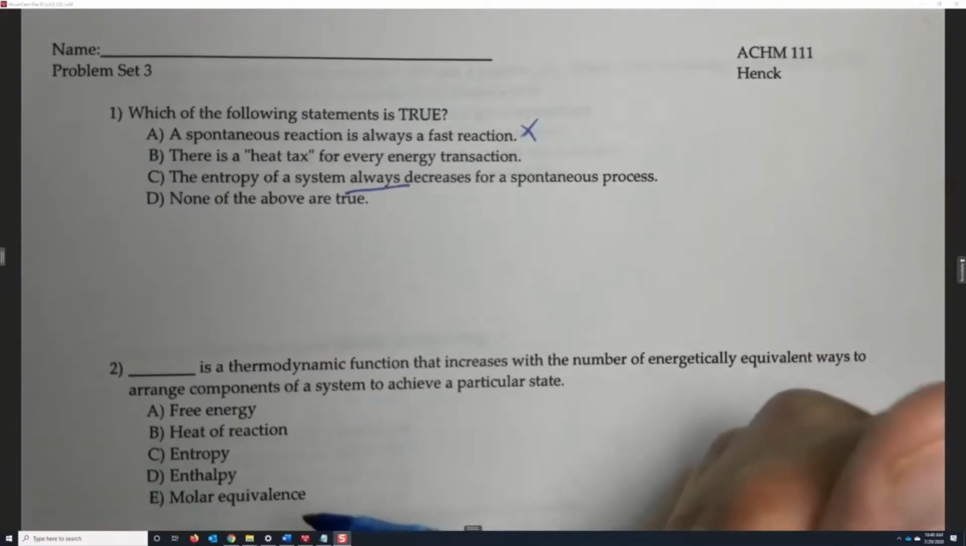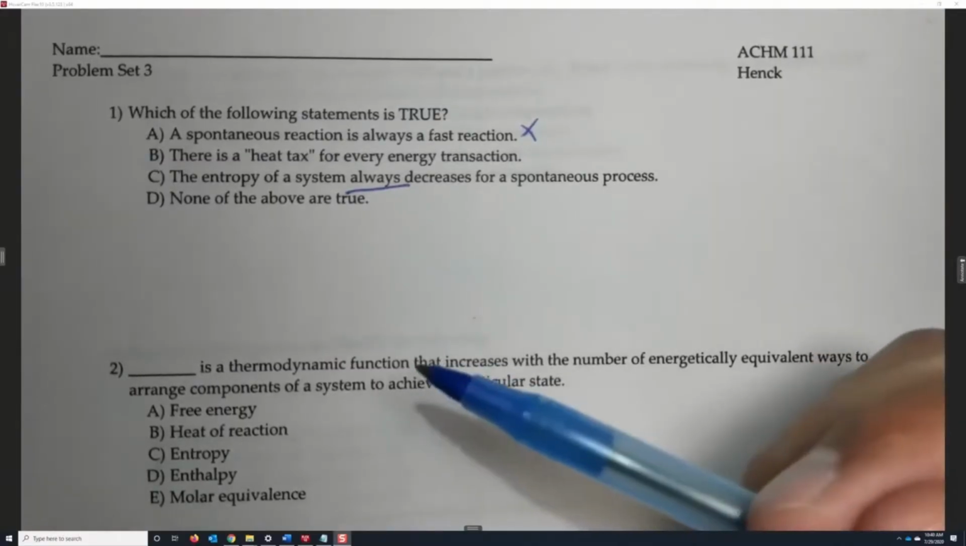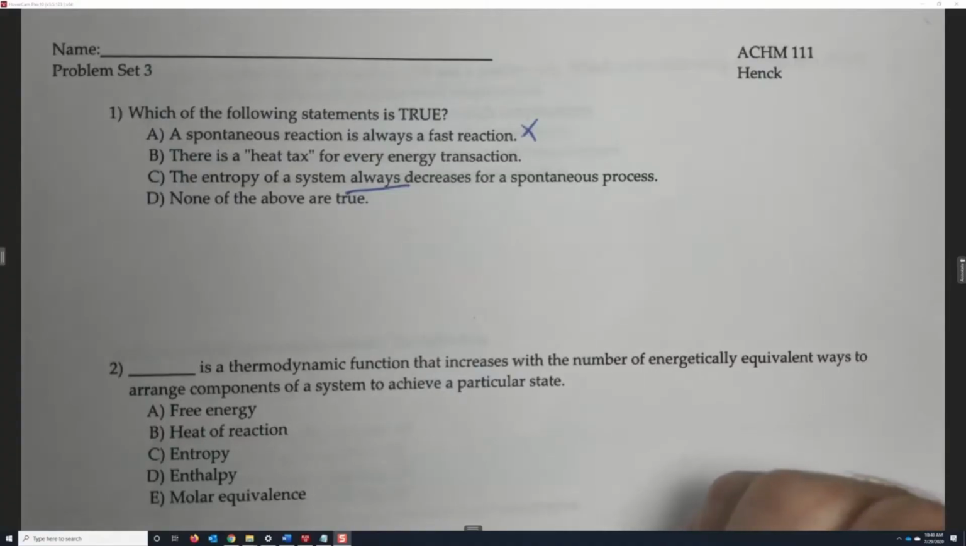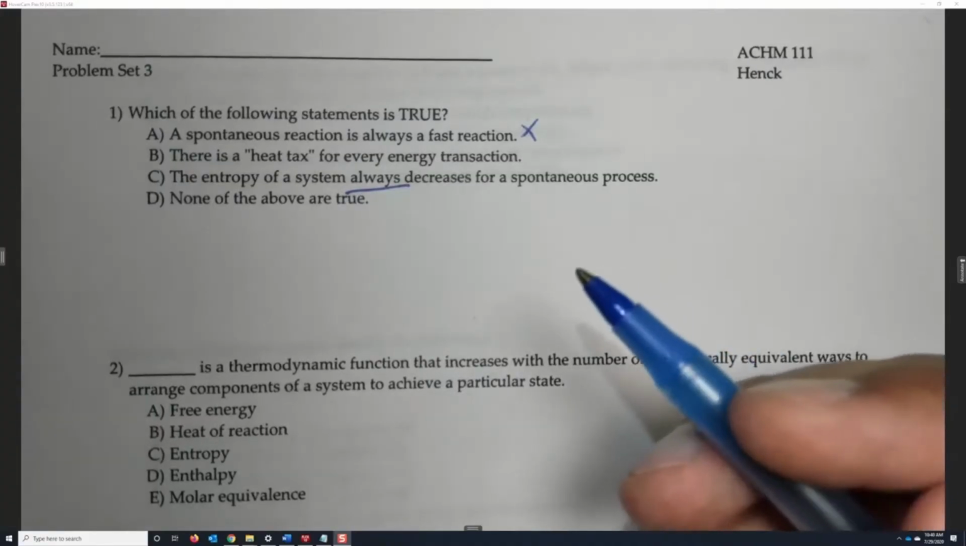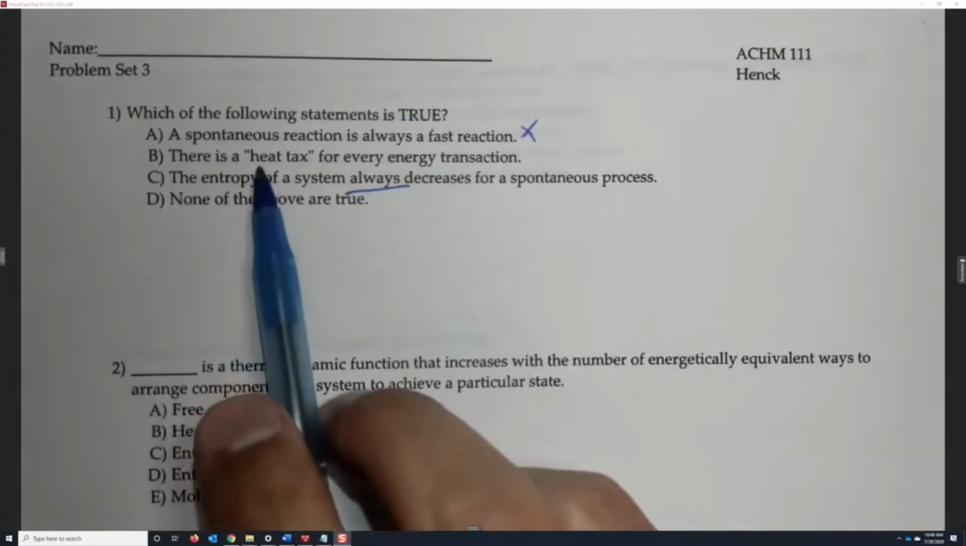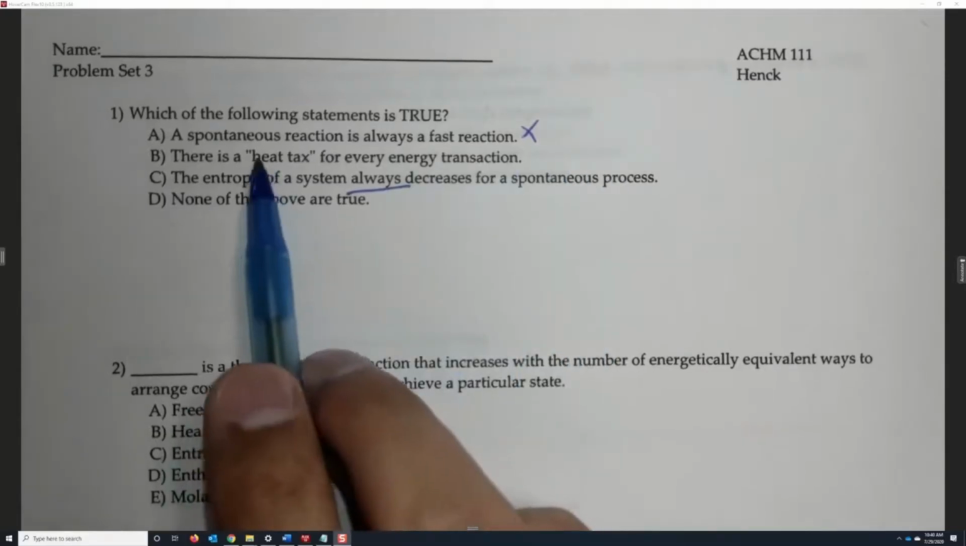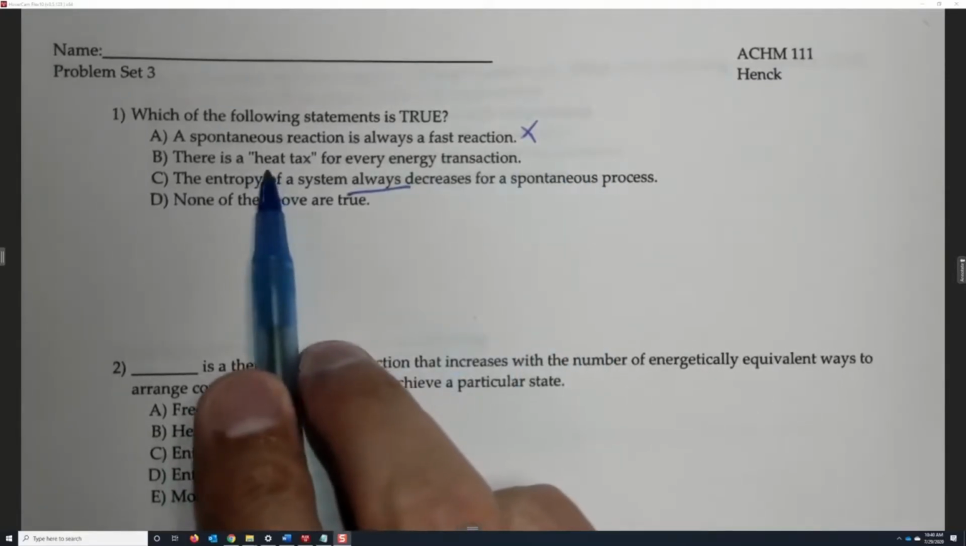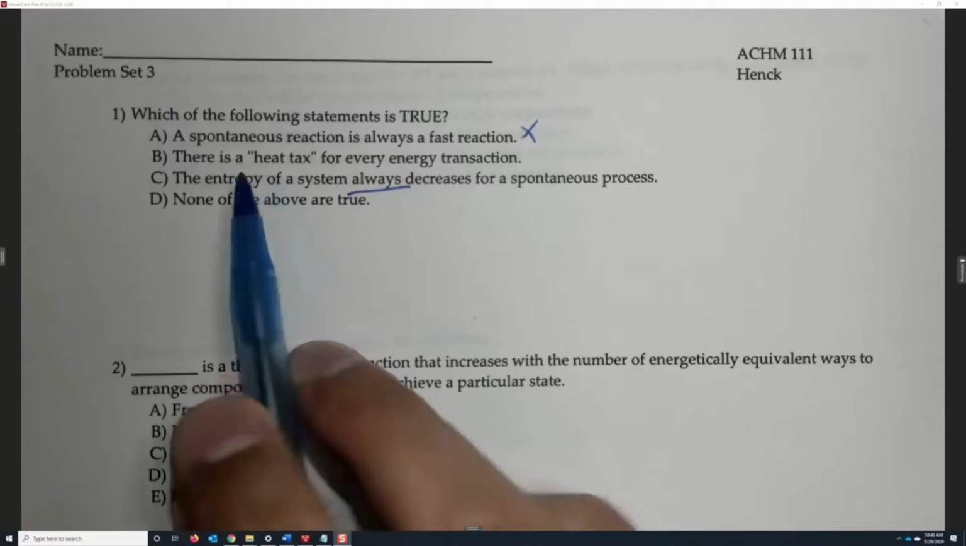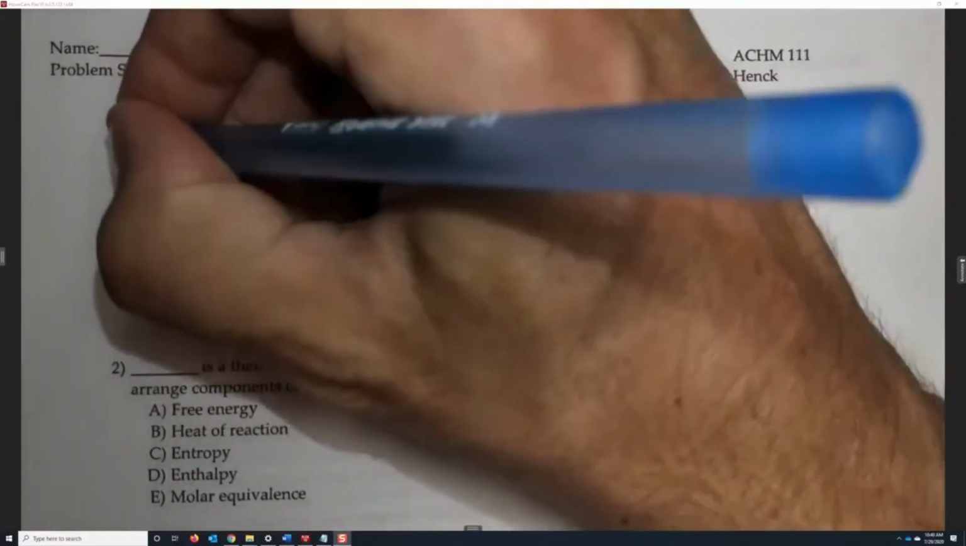When you burn the coal, that heats up the water that can turn the turbine, but also going out the exhaust is hot air. So when we convert energy from one form to another, we lose energy, and we lose that energy in the form of heat. So the answer here is choice letter B.